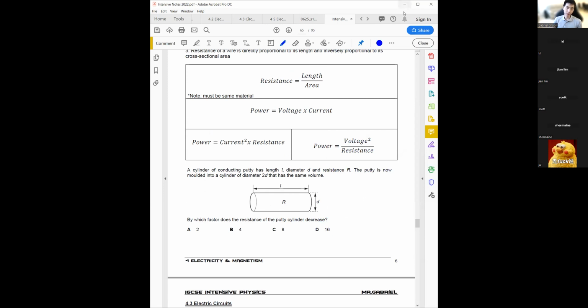For those who have guessed your answer, please pay attention. If we look at this question, it says that a cylinder of conducting putty has a length L, this is the first information, and diameter D. The resistance is R. The putty is now molded into a cylinder of double the diameter that has the same volume. This is the keyword. It has double the diameter, but the same volume. Thinking logically, since it has the same volume, how will the length be affected? Will the length increase or decrease, guys?